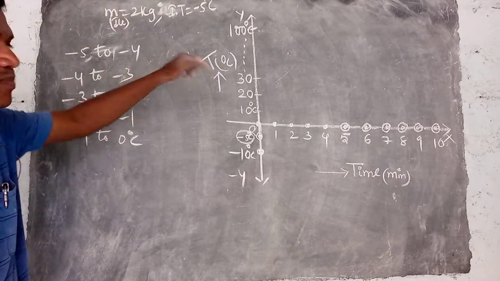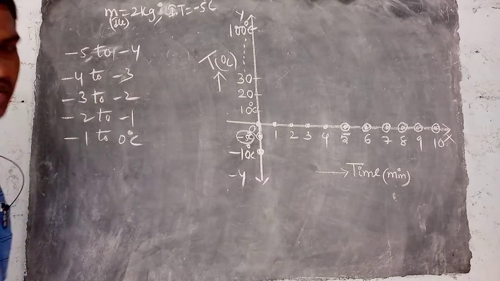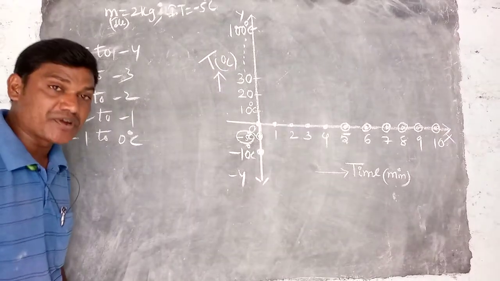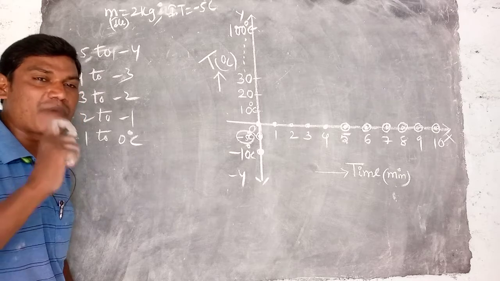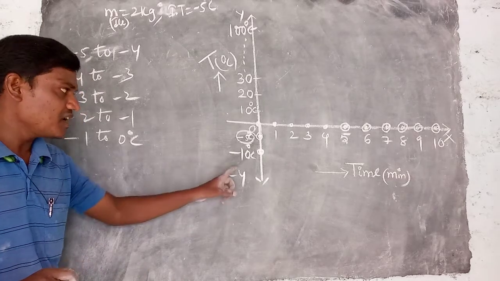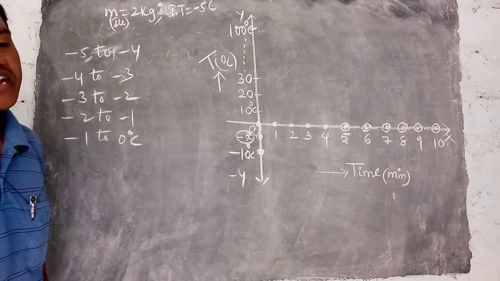At that time we place the thermometer and observe clearly. Which thermometer are we using? The laboratory thermometer. What is the range of the laboratory thermometer? Minus 10 degrees Celsius to 110 degrees Celsius.